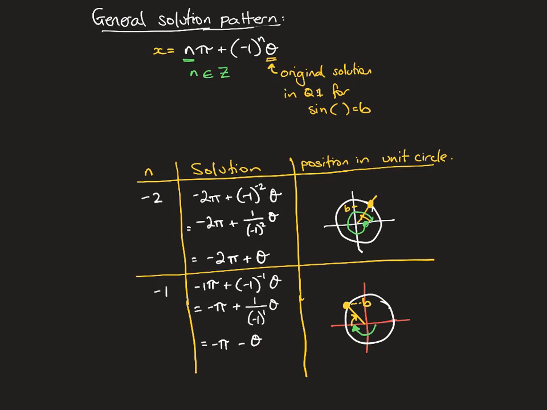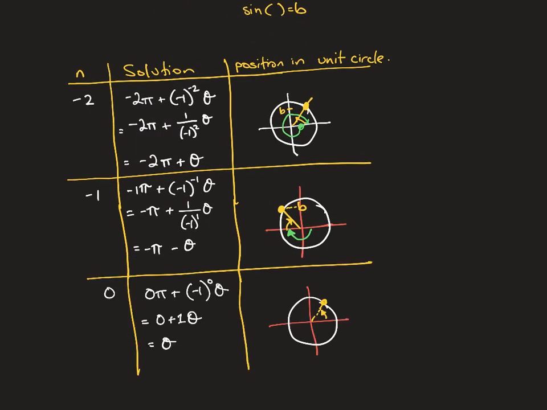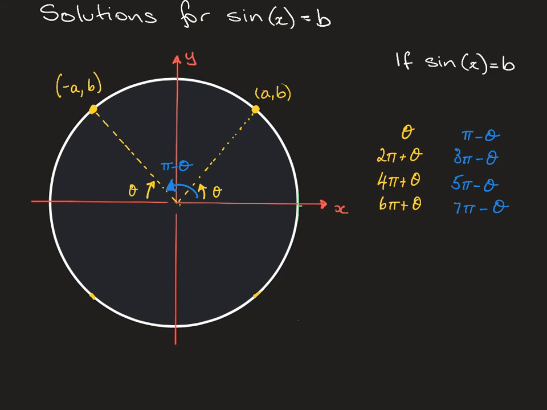Let's look at 0. So 0 pi plus minus 1 to the power of 0, that gives us a 0. Minus 1 to the power of 0 is 1 theta, so it's just theta, so we're back to this angle here. And you can see if I keep increasing my counter, I'll generate the next sets of solutions all the way along. An alternative method of writing a general solution for sine is based around using combinations of these two pairs of solutions that are generated here.